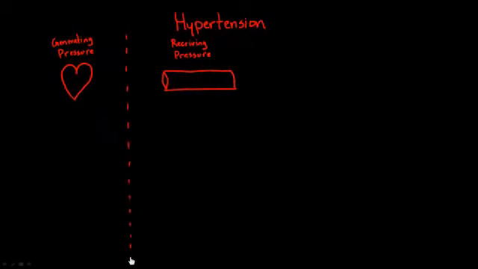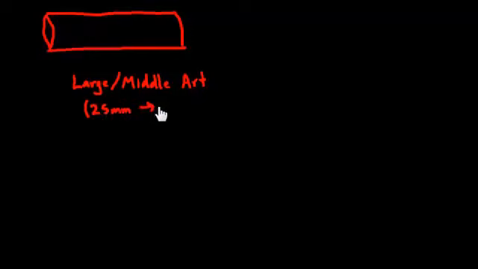So let's start with the receiving pressure side. So we have the large and middle-sized arteries, and specifically I mean arteries that are between, let's say, 25 millimeters in diameter all the way down to about 1 millimeter in diameter. So these are the vessels that are going to get blood from the heart to the different organs that it needs to get to. And then you, of course, have the small arteries.